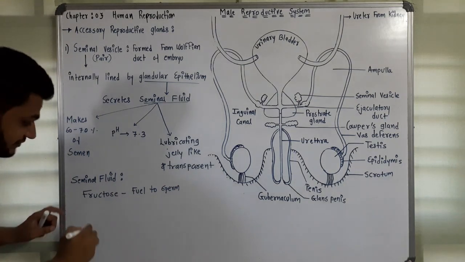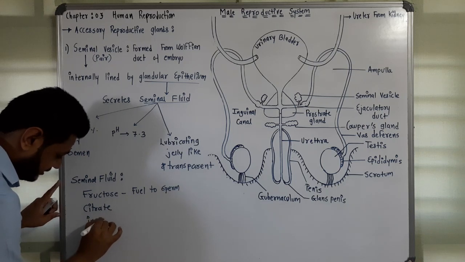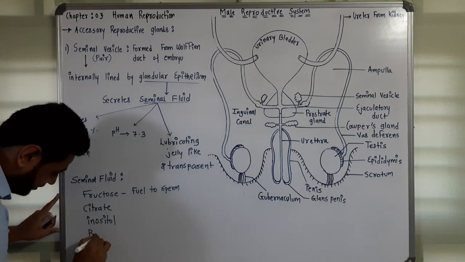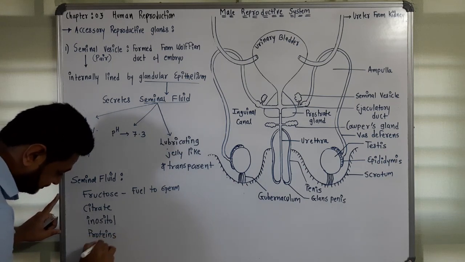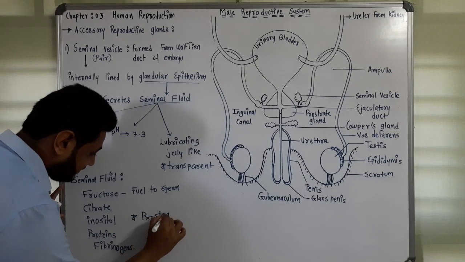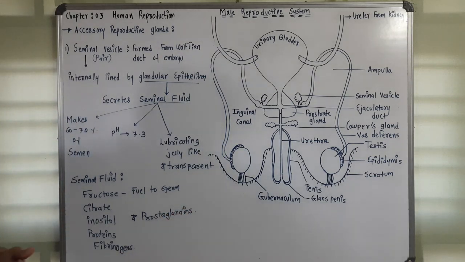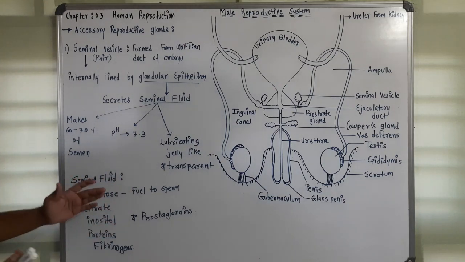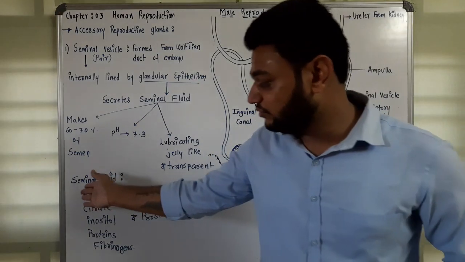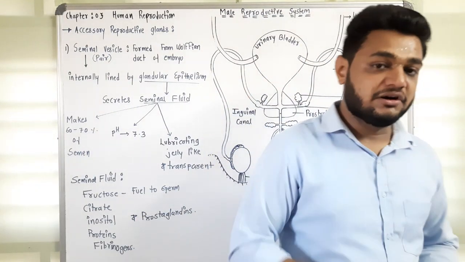With it there are many things, for example citrate, inositol, then proteins and fibrinogens, and prostaglandins. So basically this is all about the seminal vesicle and the secretion of seminal fluid. You have to note this down. This is not given in the NCERT textbook, so please note it down. Okay, thank you.